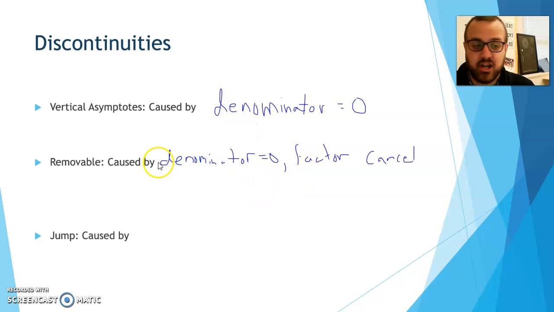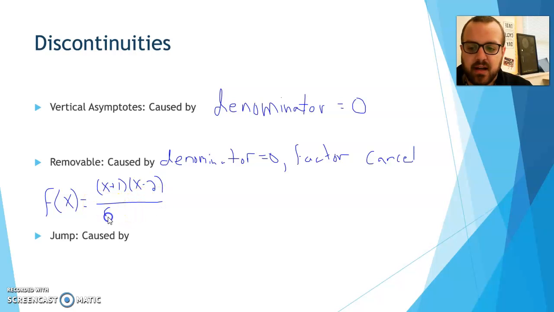For example, just to show you the difference there. Let's say that we had a function, and I'm going to already pre-factor this function, but let's say we had x plus 1 times x minus 2, so that's a factored polynomial, and then we had that over x minus 2 times x plus 7. Okay?